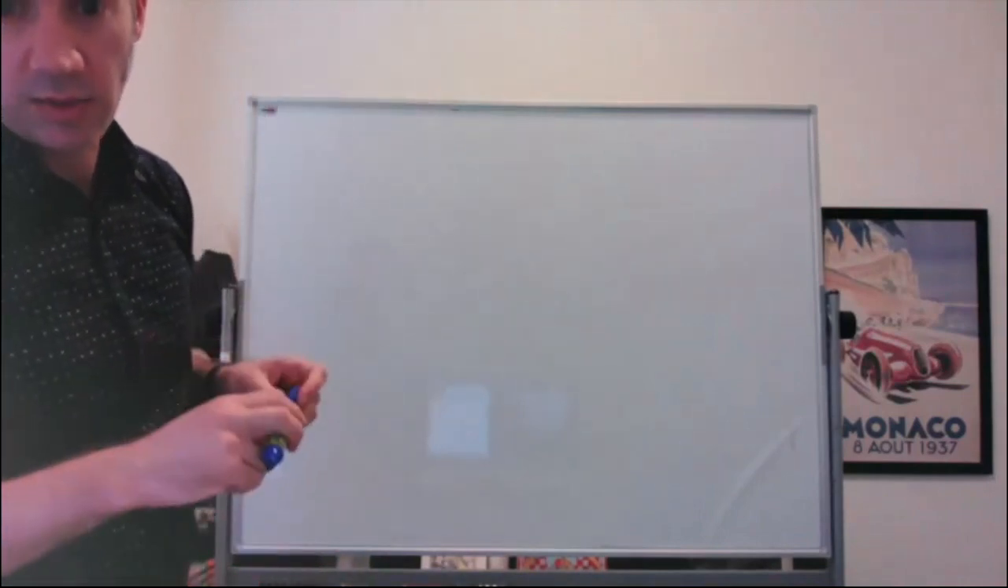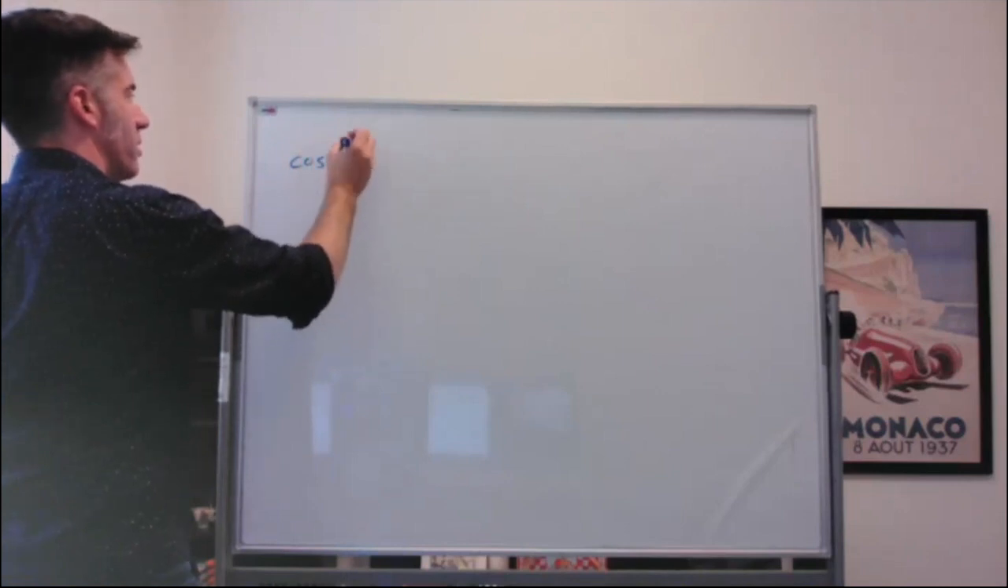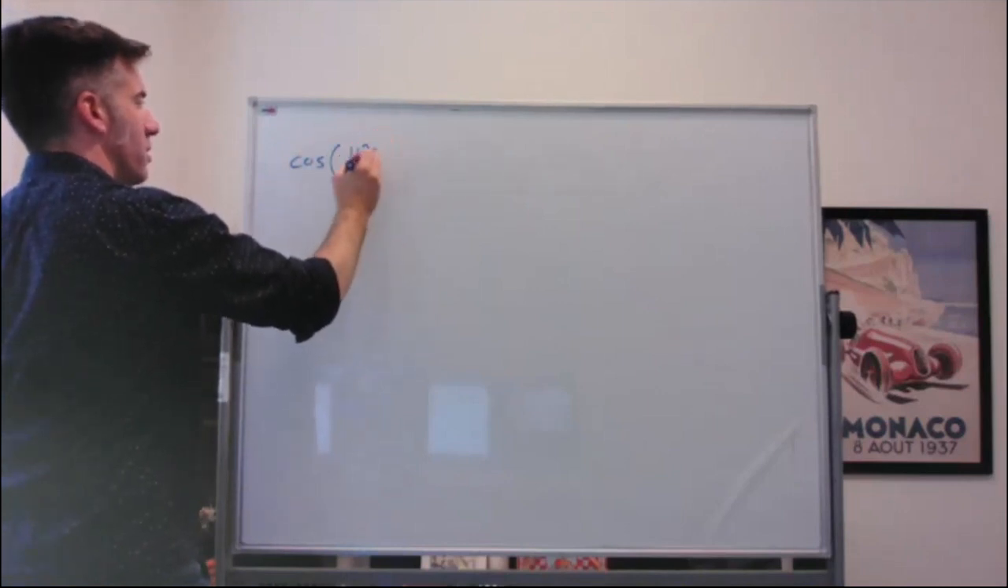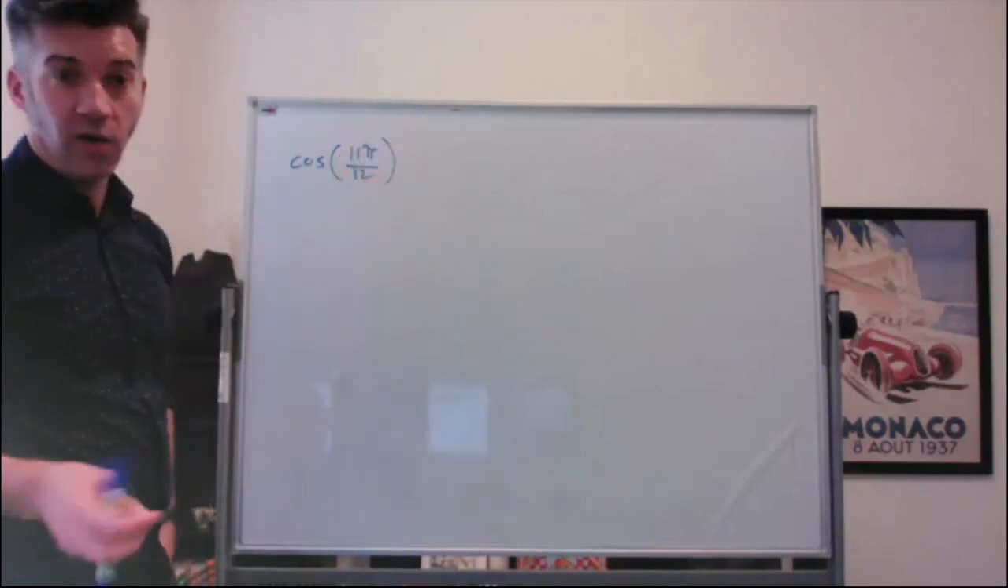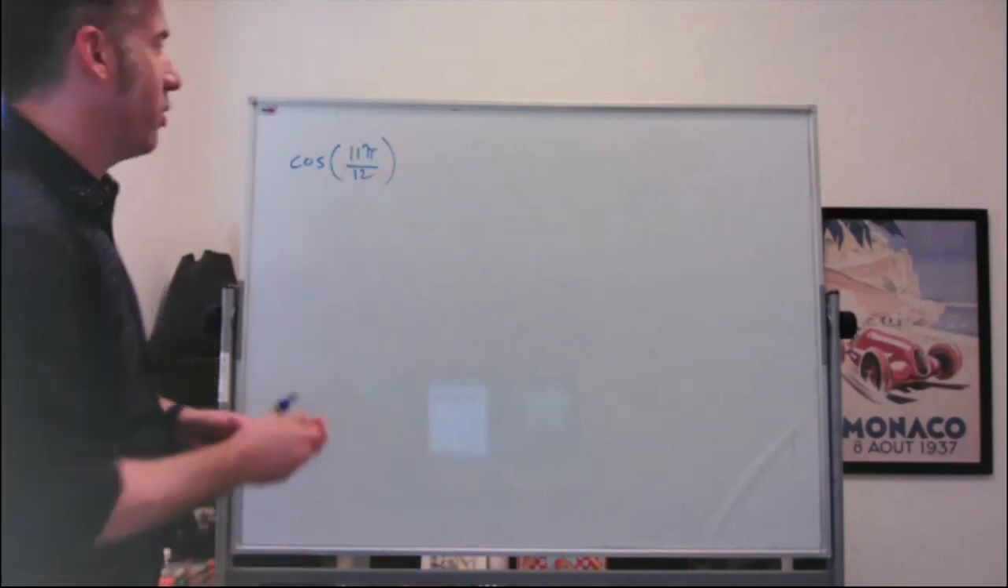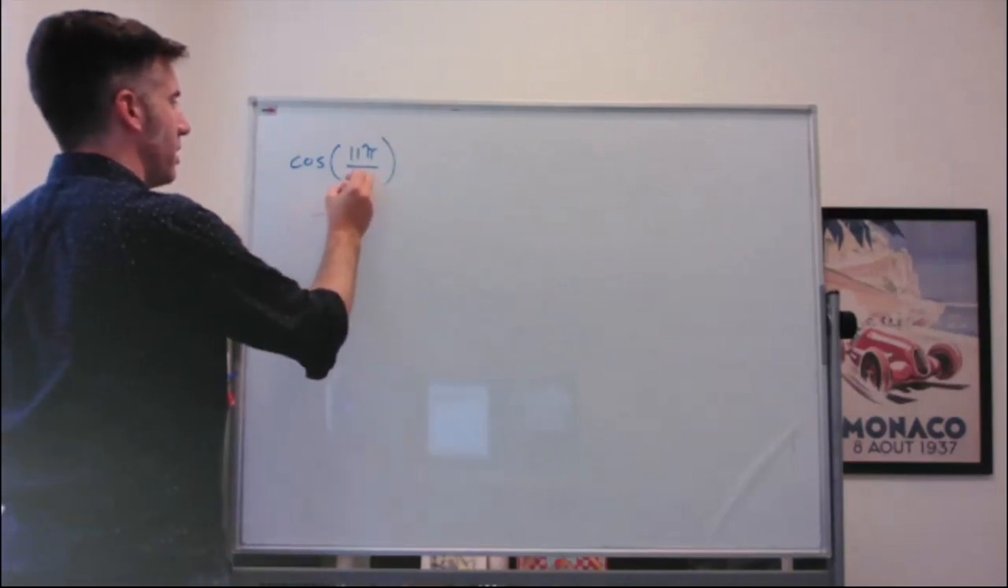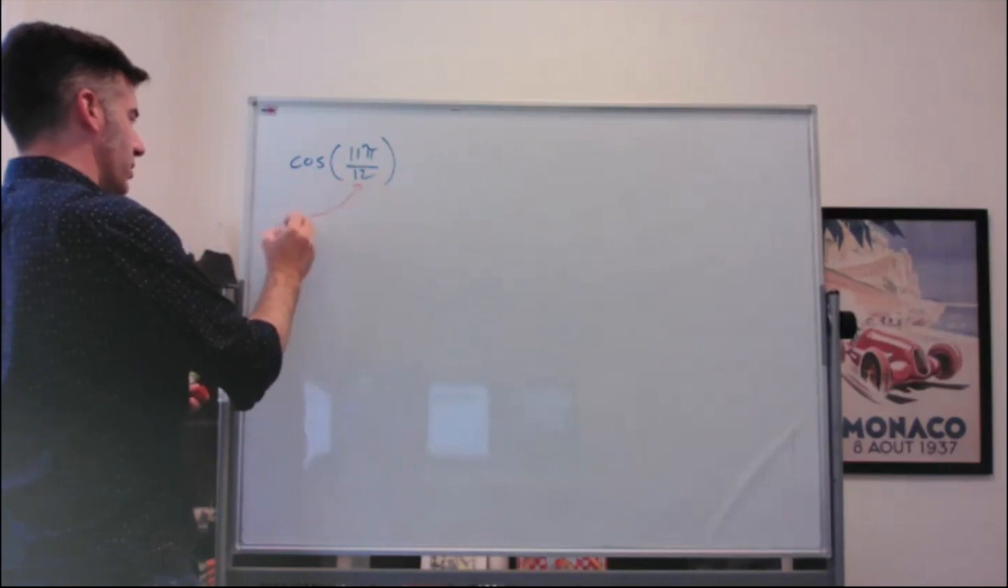Let's look at this next one. Cosine of 11 pi over 12. So having something pi over 12, that 12 is a really good indicator that we need to use an angle sum formula.